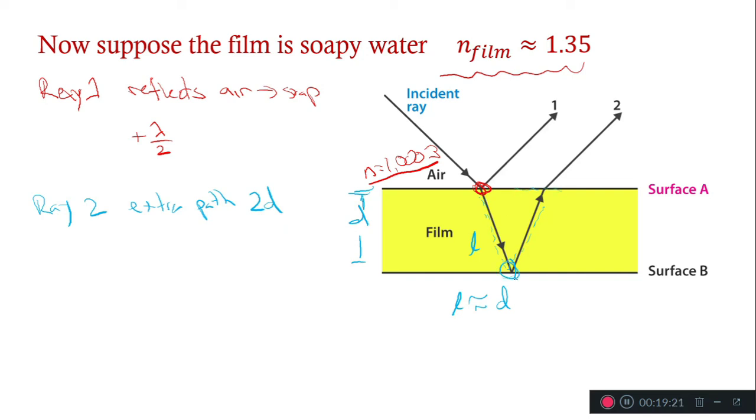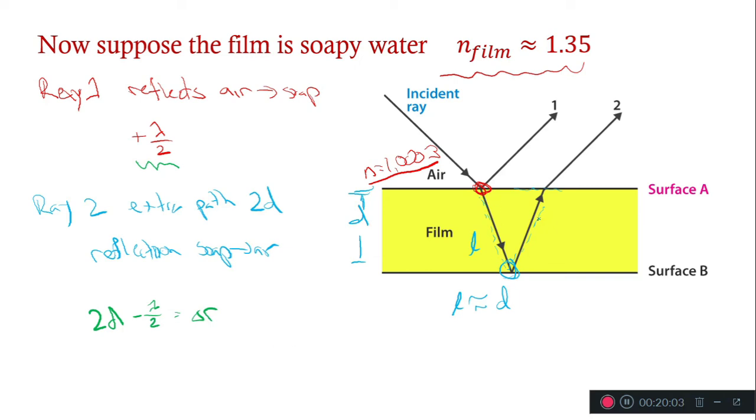What happens at surface B? Surface B is a reflection from soap to air. And if I go from soap to air, that is high N to low N. So we get no extra path length difference. Okay, so the effective extra path length difference for this, we almost had it right, but we forgot to include this reflection phase shift. So our total path length change is 2D minus the lambda over 2 that ray 1 got. So that's the effective delta R, right?